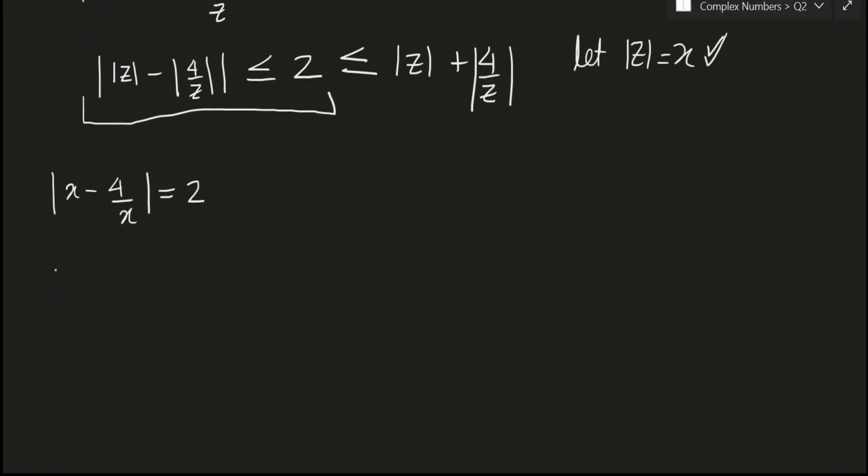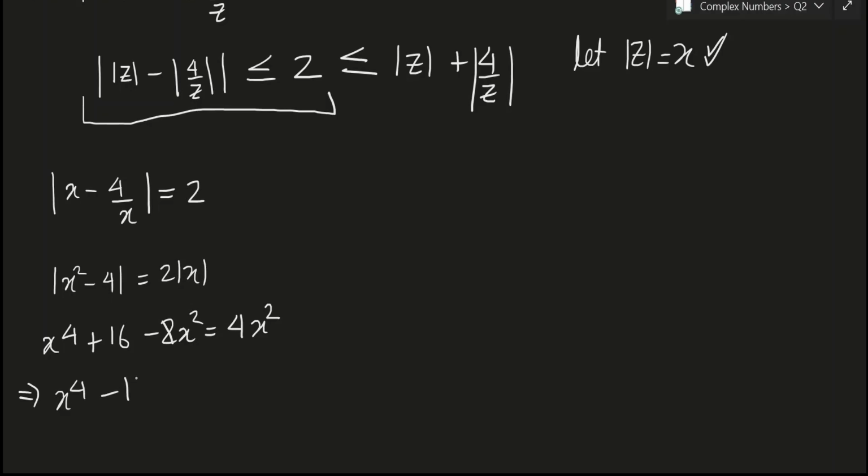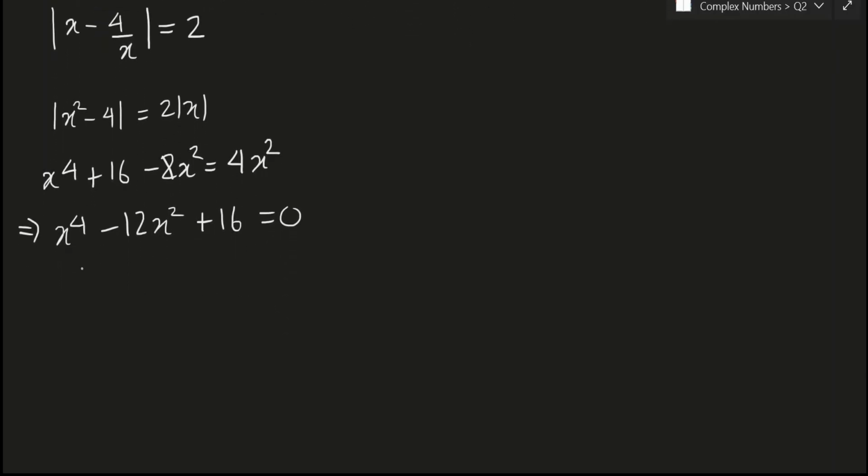So I'm going to be left with mod of x square minus 4 is equal to 2 mod x, right? So I'm going to take the whole square of this. I'm going to be left with x⁴ plus 16 minus 2 into 4, that is 8x², is equal to 4 times x². So what I can say is x⁴ minus 12x² plus 16 is equal to 0. So this is a quadratic equation in x².